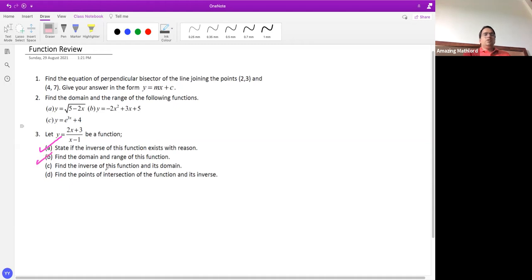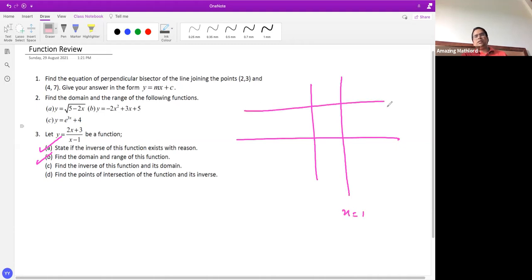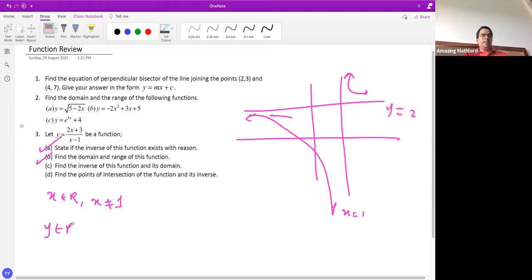Now, as far as finding the domain and range is concerned, as we saw in the graph, there was a vertical asymptote at x equals 1, a horizontal asymptote at y equals 2, and a graph like this here. So in this case, your domain will be x belongs to real numbers, x should not be 1. And y belongs to real numbers and y should not be 2. So this will be the domain and range for this particular question.